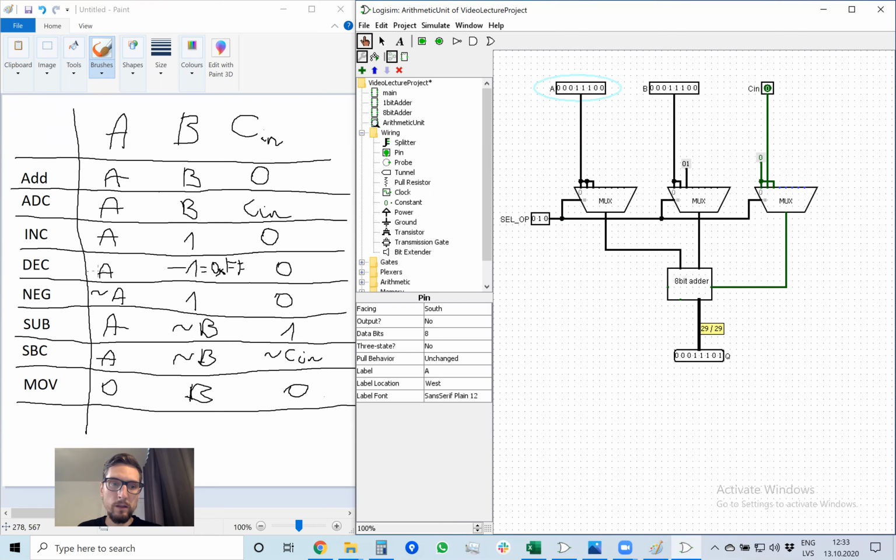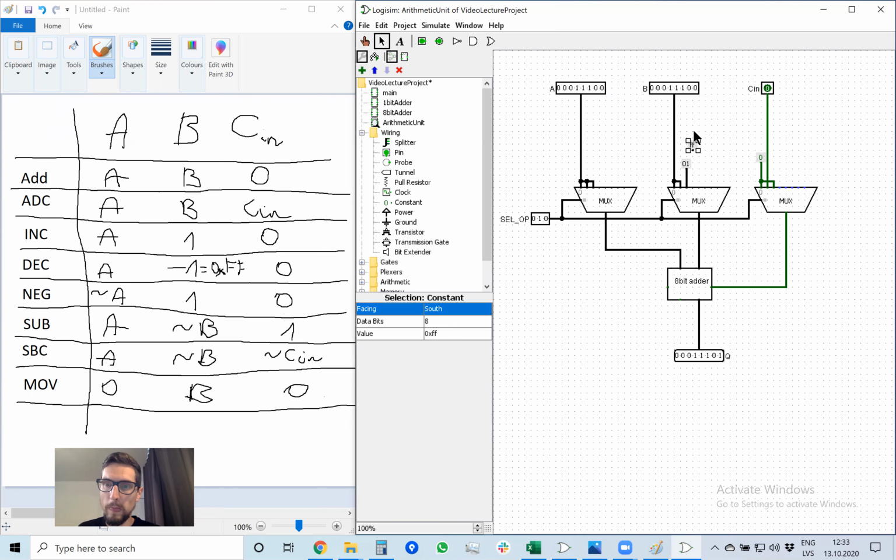Next is decrement. It is A minus 1. Minus 1 is the same as 0xff, so I can take this constant, I can copy it, I can change its value from 1 to ff, and I attach it to the next input. So the first input for our 8-bit adder in this case is A. Next input is FF, and the last input is 0. So instead of carry in, we use 0.